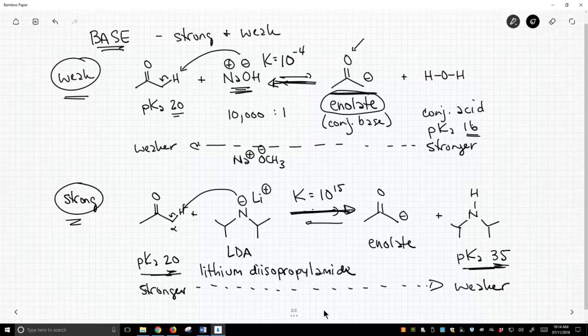So here are the two bases that we will typically use: either sodium hydroxide or the alkoxides, methoxide, ethoxide, or we'll use LDA. And which one we use will depend on what type of reaction we're doing, but both can work and be used to form enolates.